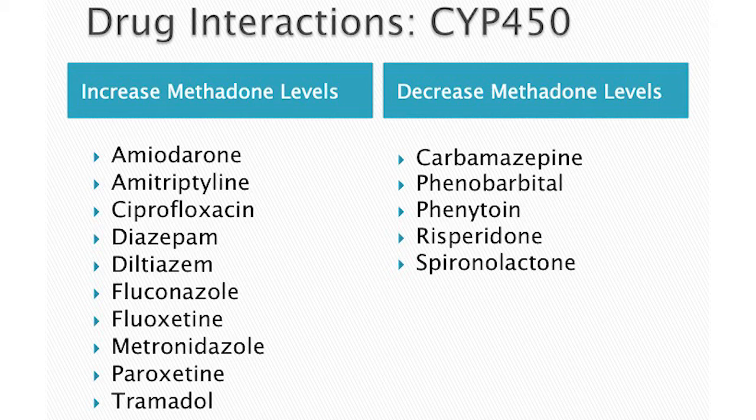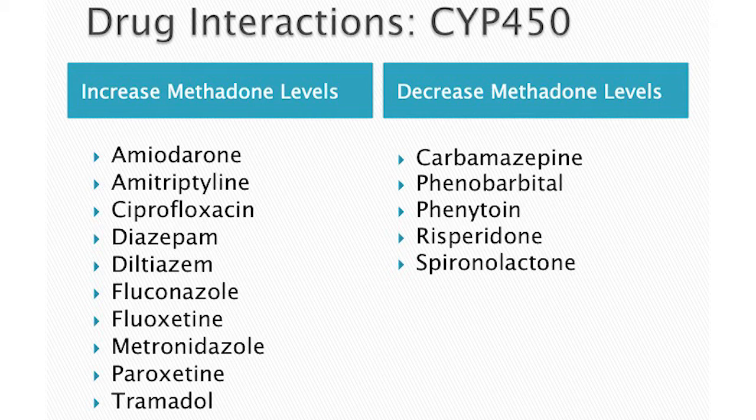Amiodarone and amitriptyline, you'll notice, are on both lists. They increase the QT interval and increase methadone levels. So patients that we can't get off those two medications may not be good candidates for methadone therapy. Other drugs that increase methadone levels due to the metabolism are Cipro, diazepam, diltiazem, fluconazole, fluoxetine, metronidazole, paroxetine, and tramadol.